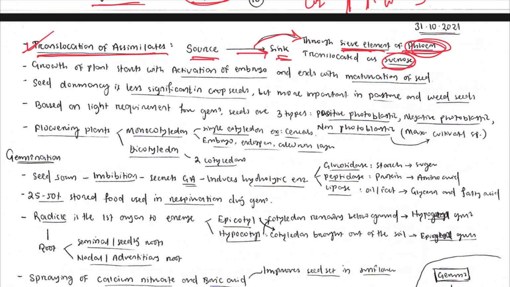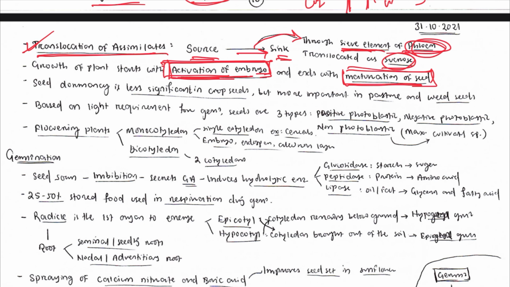Now growth of plant starts with activation of embryo. Basically growth of plant starts from activation of embryo and ends with the maturation of seed. Okay, so when we put a seed, there is embryo, endosperm, seed coat. Now embryo is the living thing inside the seed. So when embryo activates, and the activation process we will read later on, the growth of the plant starts, and it stops at harvest maturity, or physiological maturity, the growth stops.